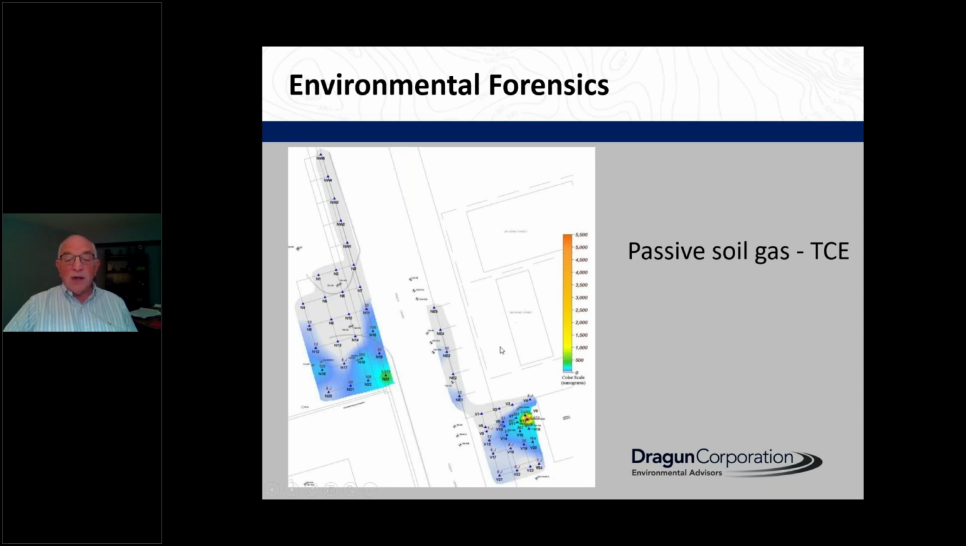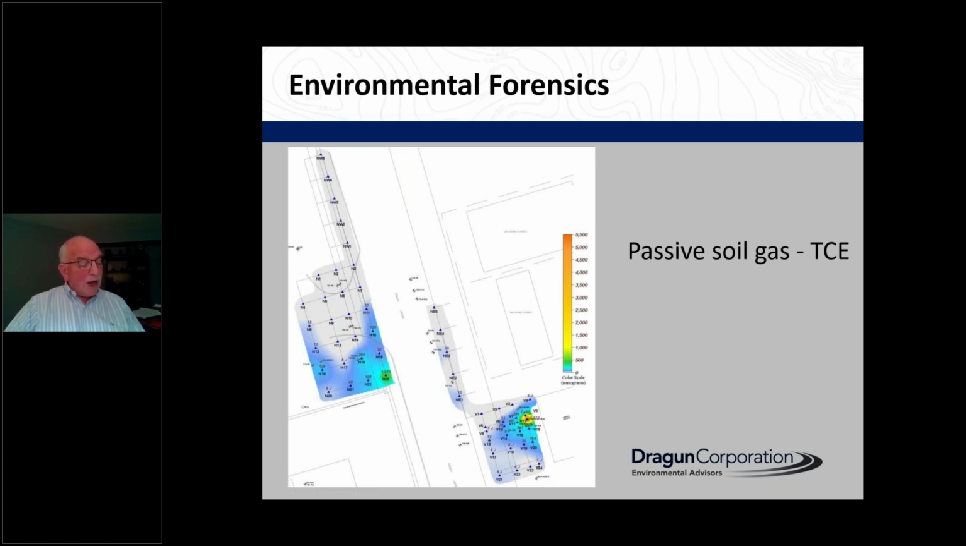And this is the TCE output. And you can see obviously higher the hot spot on the west or the left side is totally isolated from the hot spot on the right side. Furthermore, there's no movement of contaminant across the road.